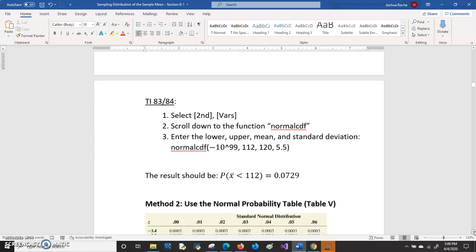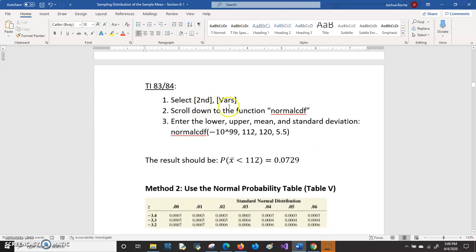Same thing on the TI calculators, all the same steps as in Chapter 7. You would use normal CDF. Negative 10 to the 99 is the lower, 112 is the upper, 120 is the mean, 5.5 is the standard deviation. When you plug those all in, your results should be about 0.0729.